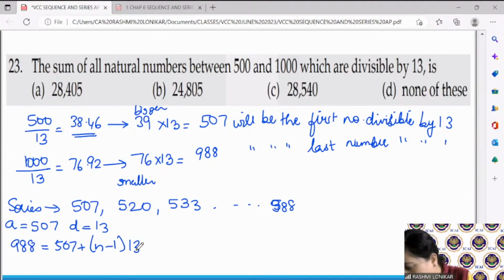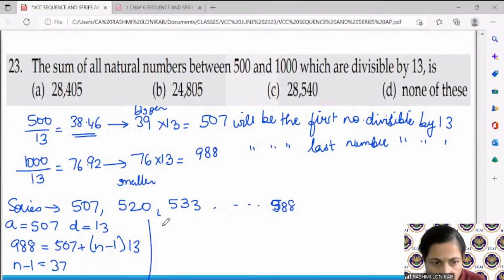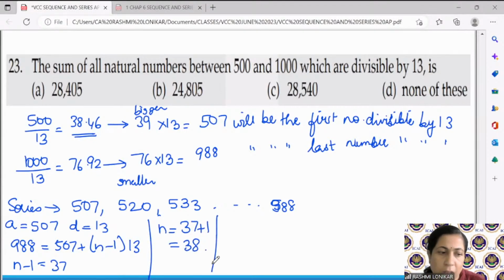481 divided by 13 is 37. N minus 1 is equal to 37. So n is equal to 37 plus 1, which is equal to 38. Now I have the value of n. I found out the first term, I found out the last term, and I have found out the value of n using the last term. Now I need to find the summation.